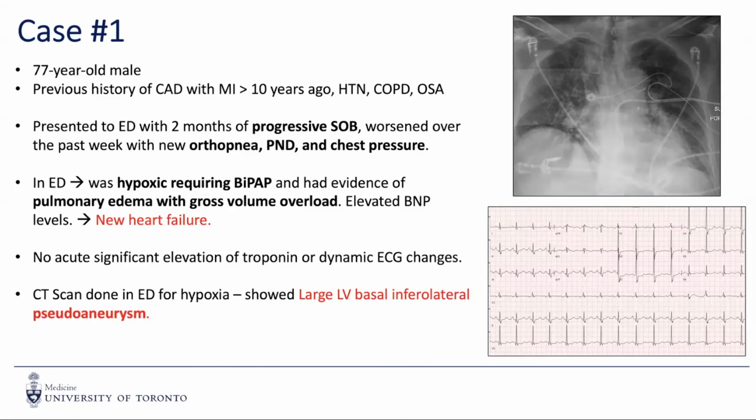They presented to hospital with 2 months of shortness of breath, along with orthopnea, PND, and chest pressure. They were basically diagnosed with heart failure on the basis of an elevated BNP level and clear evidence of pulmonary edema. They were quite hypoxic. They needed BiPAP. Their ECGs and their troponins weren't too impressive. They didn't have any evidence of acute ischemia.